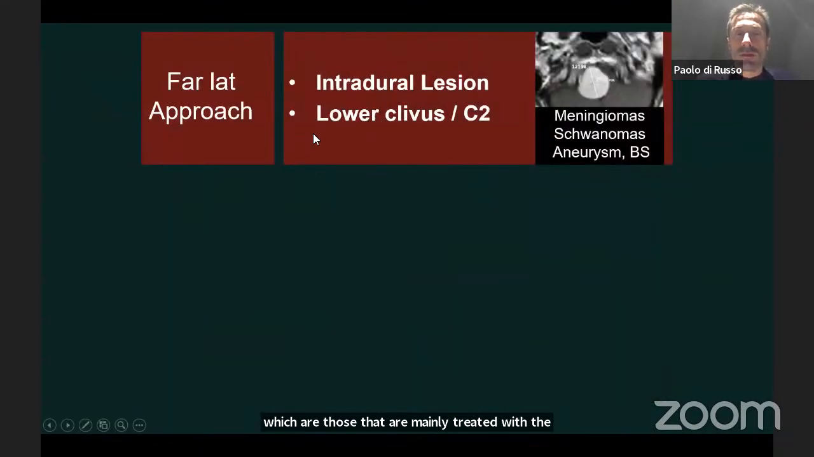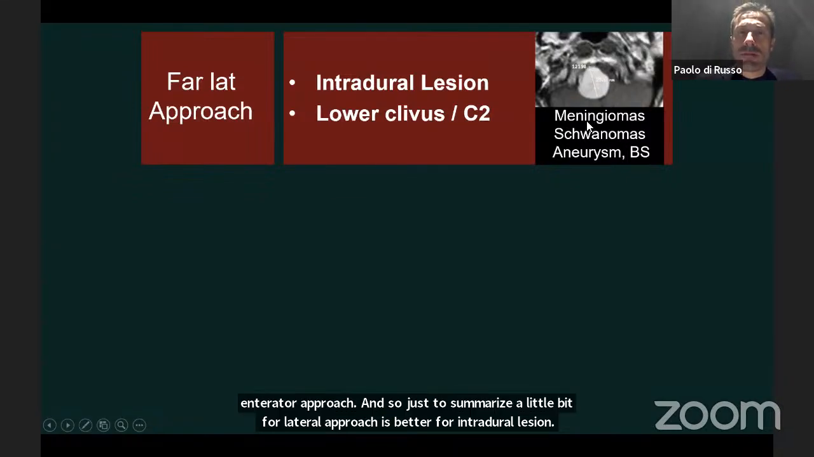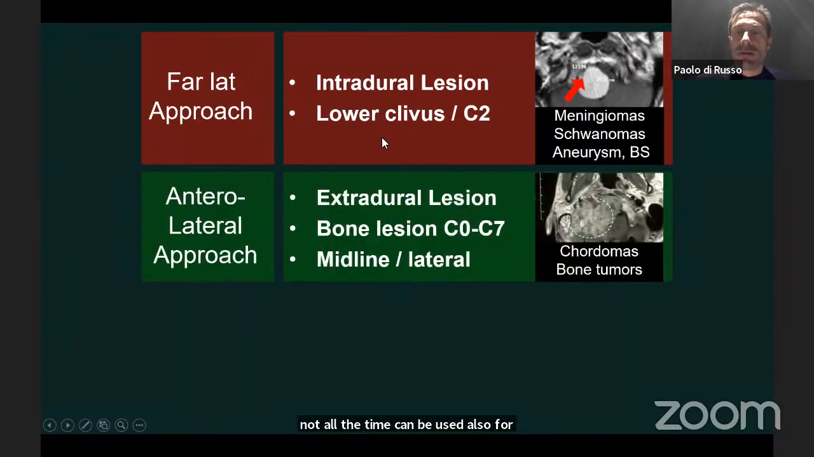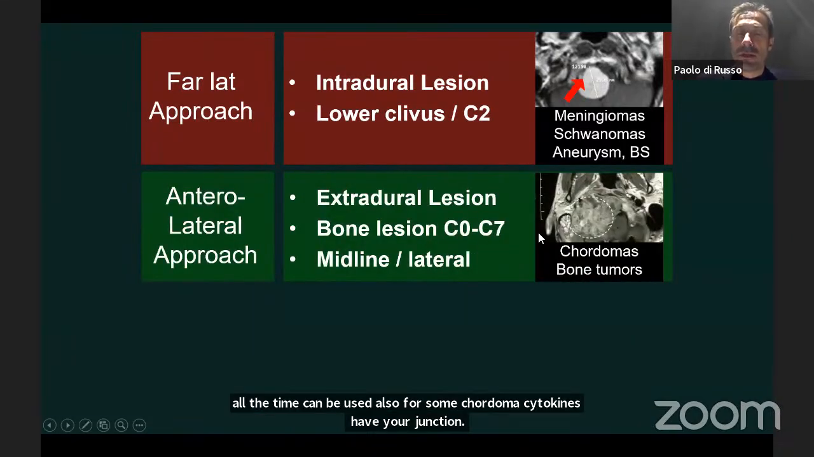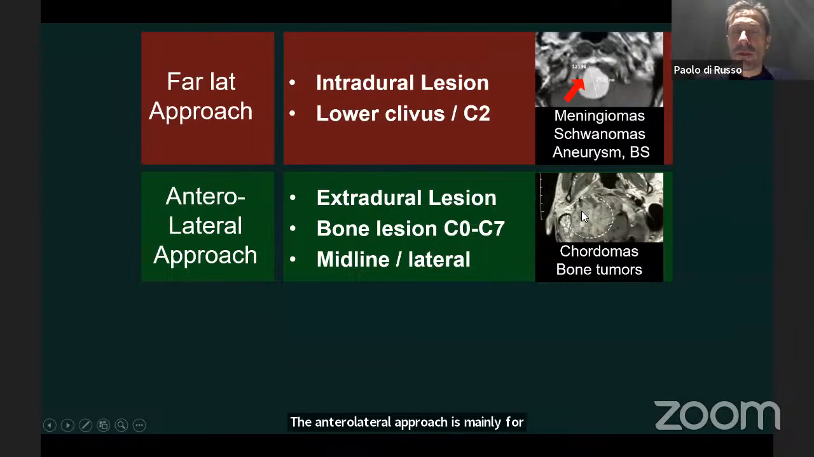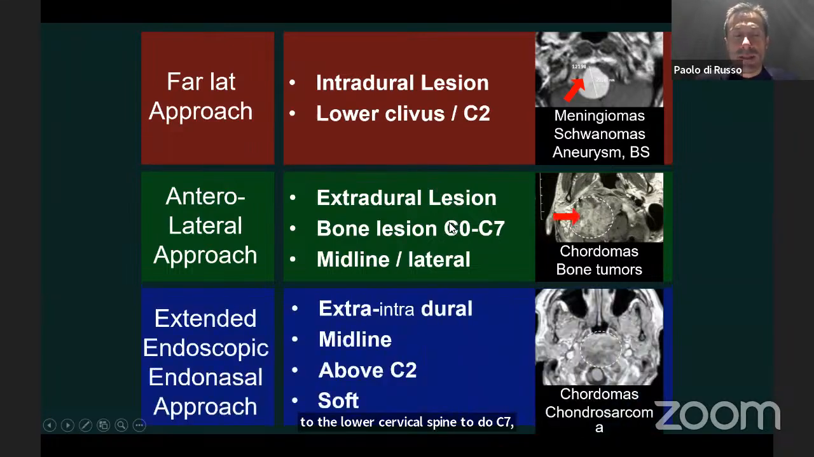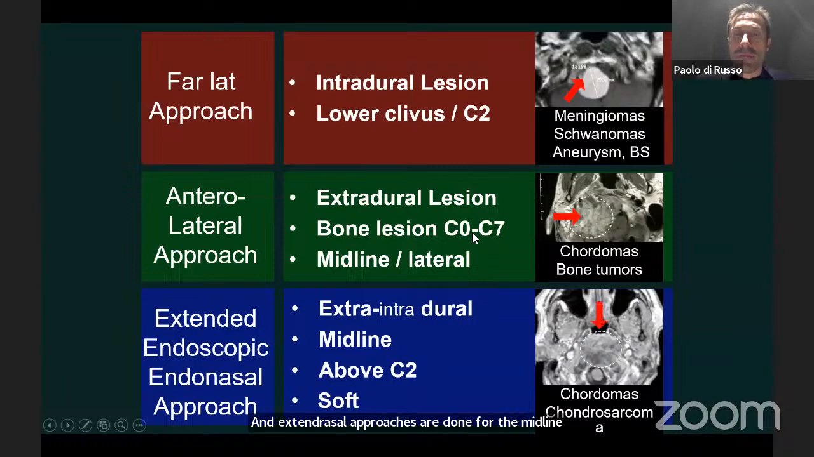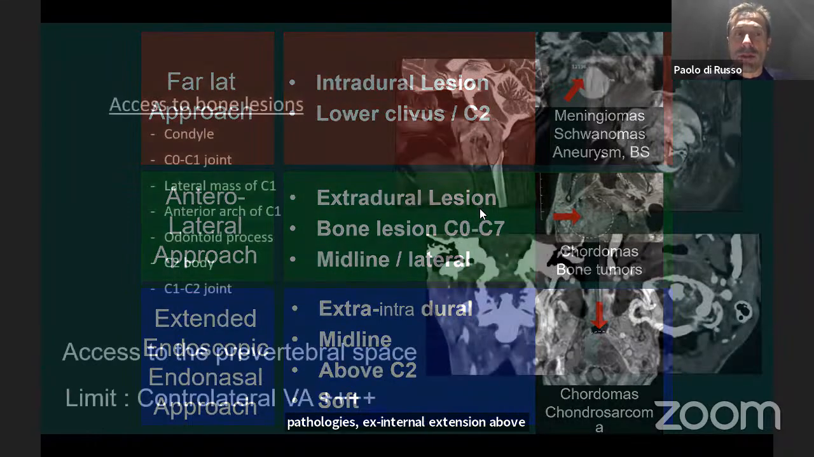Just to summarize a little bit, the far lateral approach is better for intradural lesions, not all the time. It can also be used for some chordomas at the craniocervical junction. The anterolateral approach is mainly for extradural lesions from the border of the foramen magnum to the lower cervical spine down to C7, midline and lateral pathology, and extended endoscopic endonasal approaches are done for midline pathologies, with extra-intradural extension above C2, so from anterior.